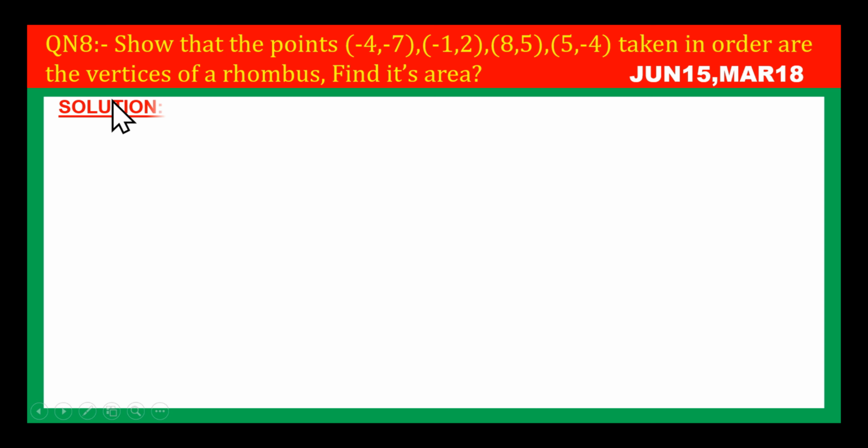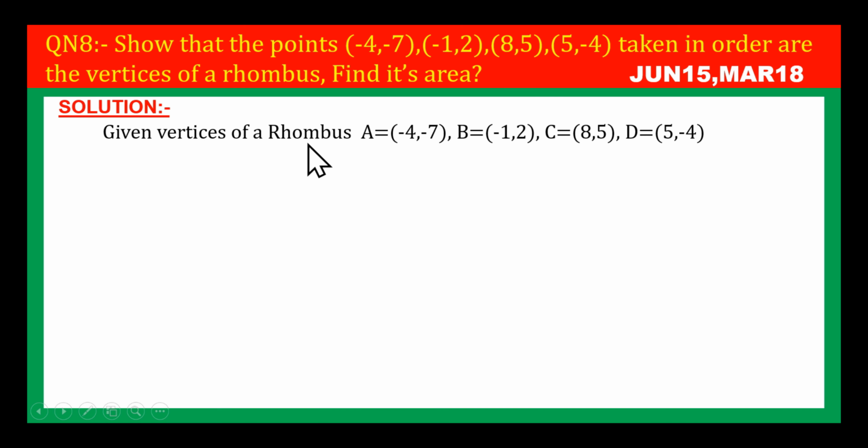Now look at the solution. Here we are given four points. These four are the vertices of the rhombus. Vertex A (-4, -7), vertex B (-1, 2), vertex C (8, 5), and vertex D (5, -4).